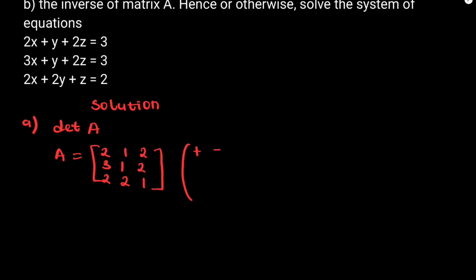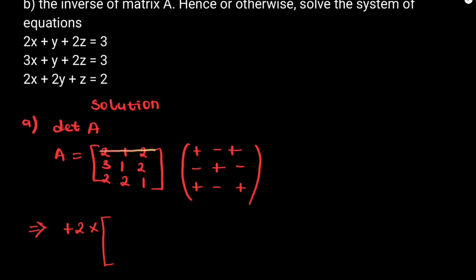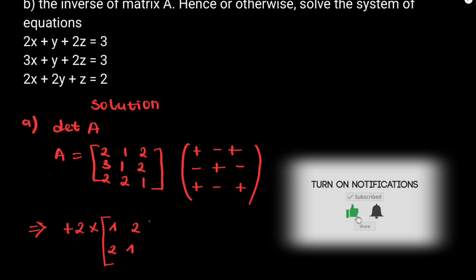So I put my plus minus plus, minus plus minus, plus minus plus, to tell me which element will have which sign. We start with the first element, which is plus 2 times. Now we eliminate its row and column. We are left with 1 2 2 1.